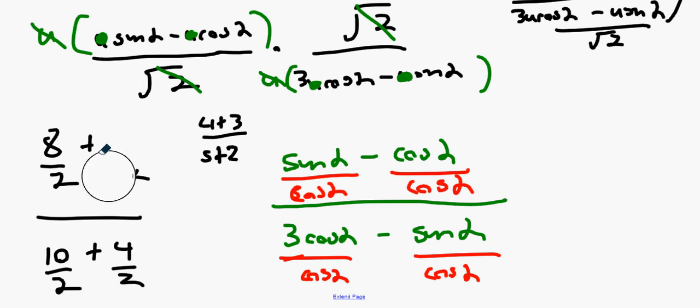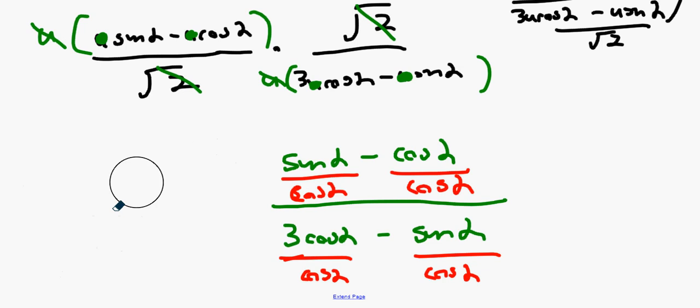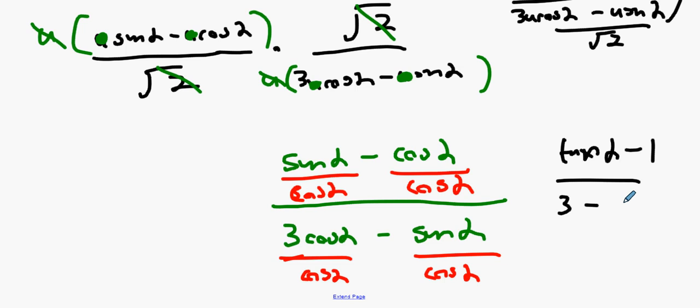Okay? Now what happens next? Sine alpha over cos alpha? Yeah. Tan alpha minus 1 over 3 minus tan alpha, and all that equals tan beta. Okay? And you're done. Simple, yeah?